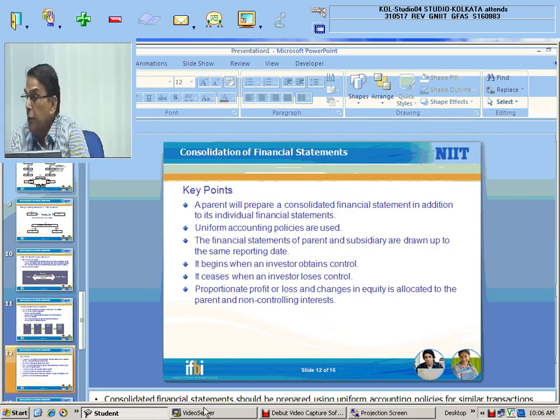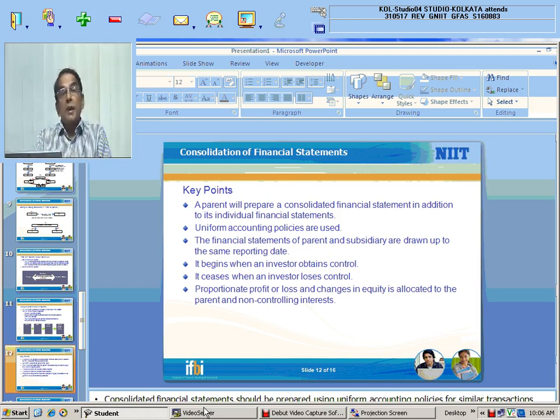Now the key points we have to consider in group accounting or consolidation of group financial statements. A parent will prepare a consolidated financial statement in addition to its individual financial statements. So if A is the parent company or the holding company, and B, C and D are subsidiaries, each of these four companies A, B, C and D will prepare their individual financial statements separately.